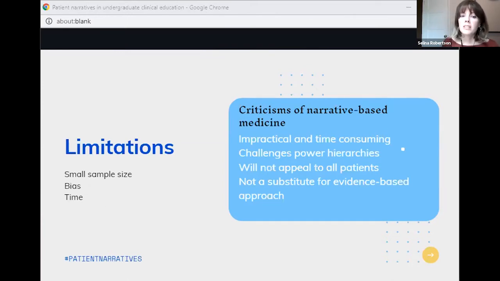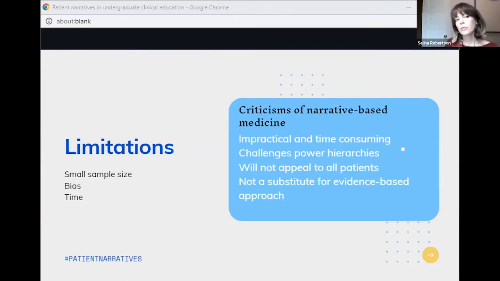And then these criticisms of narrative-based medicine and using patient narratives, this is something that I've only just really started to reflect on now, which is that it's impractical and time-consuming in clinical scenarios. It challenges power hierarchies. It won't appeal to all patients, and I think that's a very valid point. And it's not a substitute for evidence-based approach.